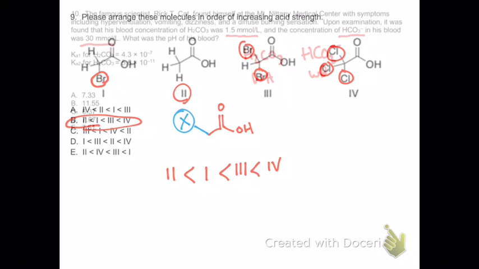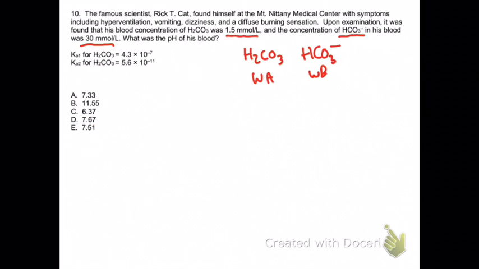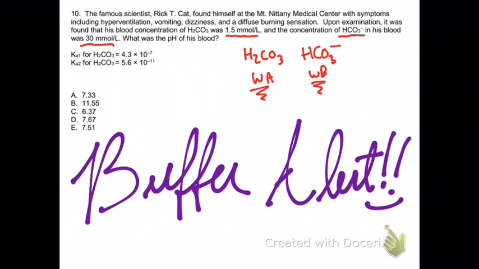Choice B. In this problem, we find our protagonist, Rick T. Cat, experiencing hyperventilation, vomiting, dizziness, and a diffuse burning sensation. They find out that the relative concentration of carbonic acid, H2CO3, to bicarbonate, HCO3-, is 1.5 millimolar to 30 millimolar. So, what do we have here? We have a combination of a conjugate weak acid and a weak base pair together in appreciable concentrations. Hark! We have ourselves a buffer alert!